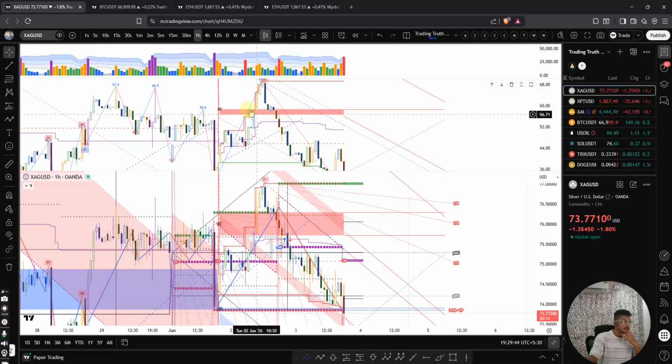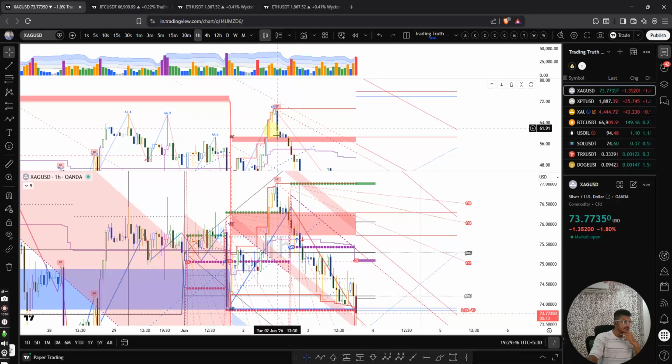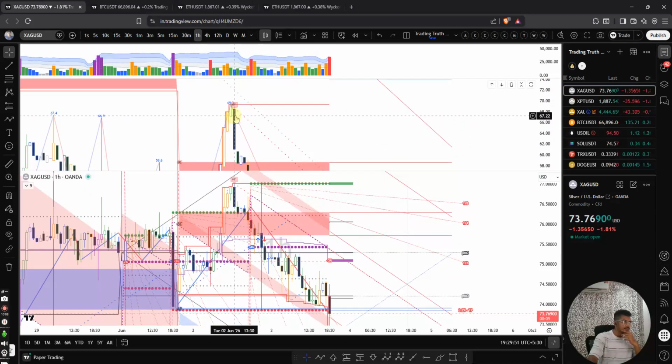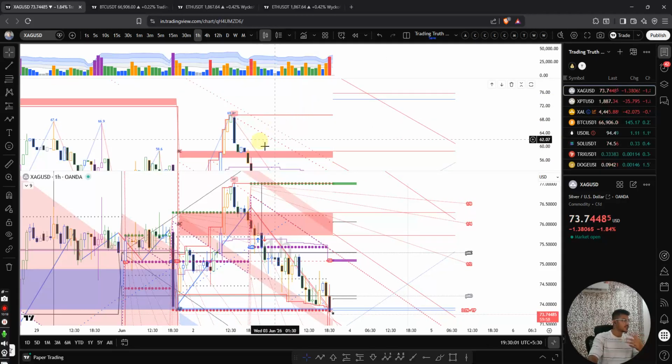But here you see on this particular candle, RSI didn't make a new high. Instead, price was making a new high, but RSI didn't. So this is a divergence, right? And we call it bearish divergence.